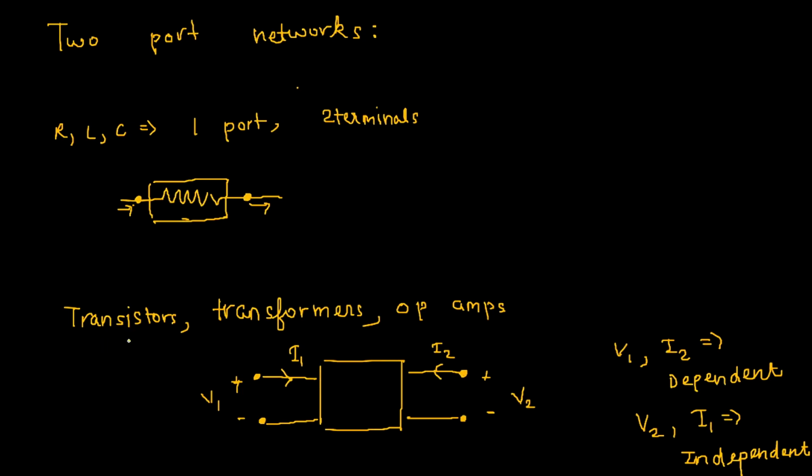On the other hand, devices like transistors, transformers, and operational amplifiers have four different terminals, and the particular device is at the center. So there is an input current from this side and there is an input current from this side as well. And then the current flows in this direction here and here. Due to this, there is a potential difference which is being created on both sides of the device. So this is what a two-port network basically is.